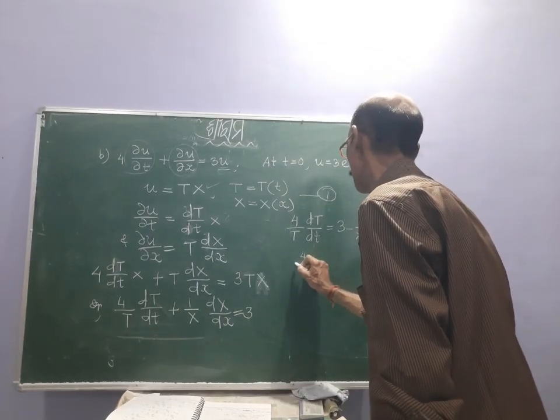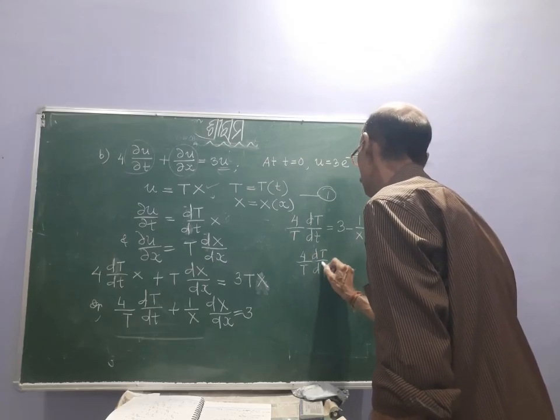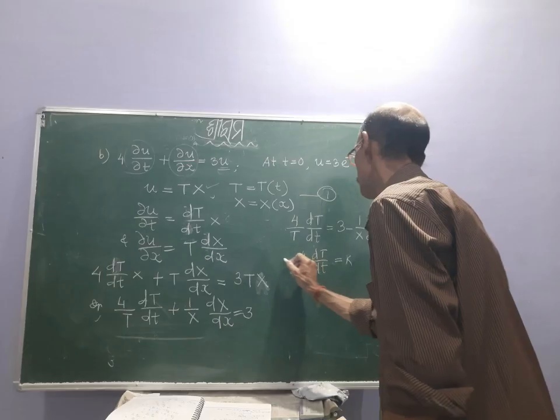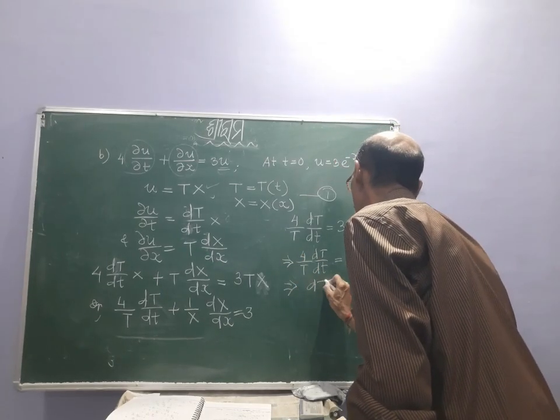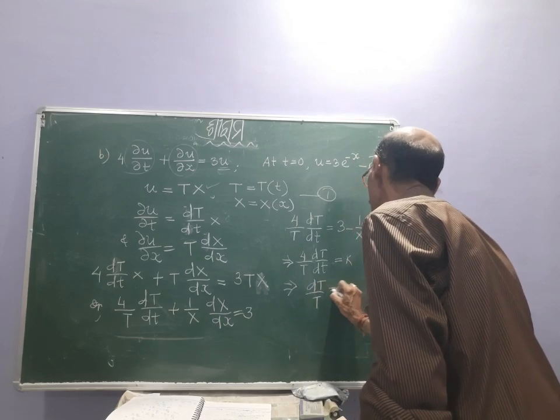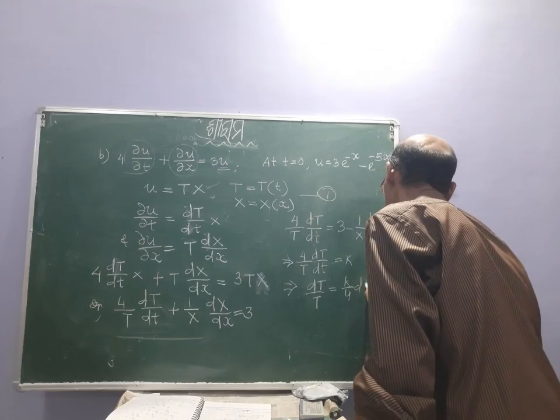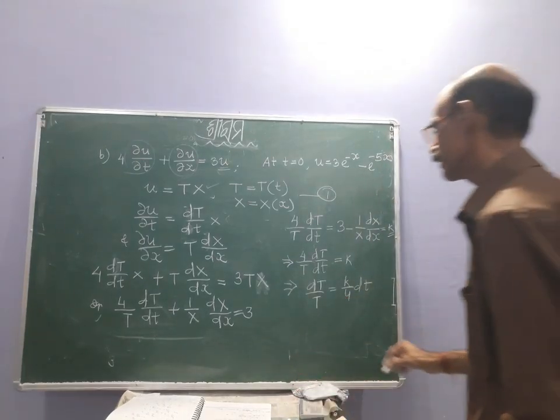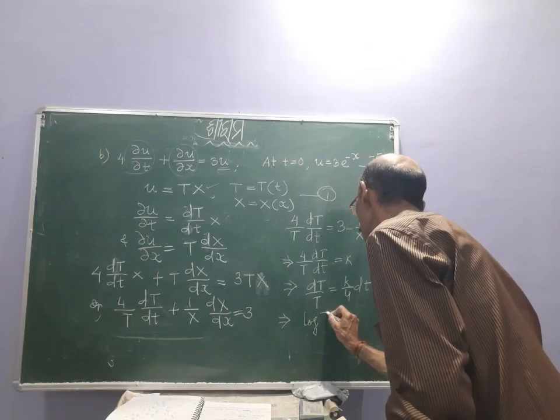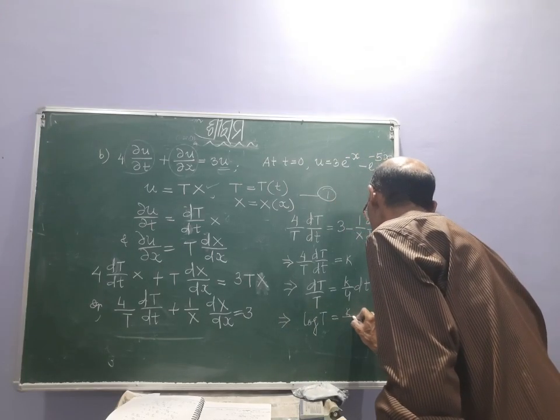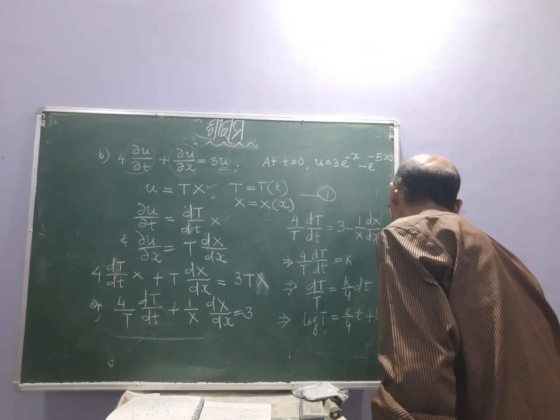Now equating with k separately, 4 by T dT by dt is equal to k, and this gives dT by capital T is equal to k by 4 d small t. Now integrate both sides. Integrating both sides, we get log T is equal to k by 4 t small t plus log c1.